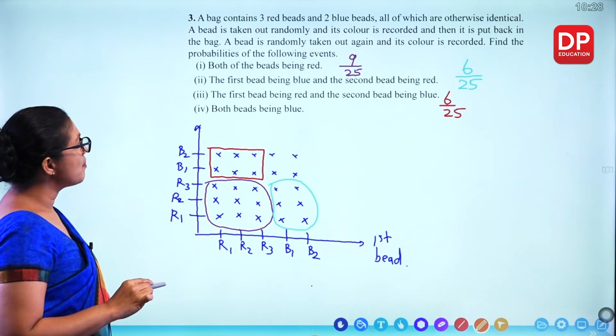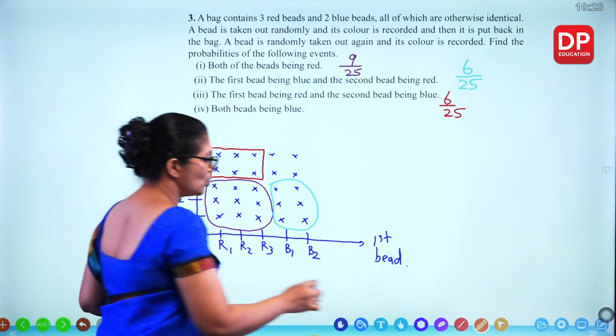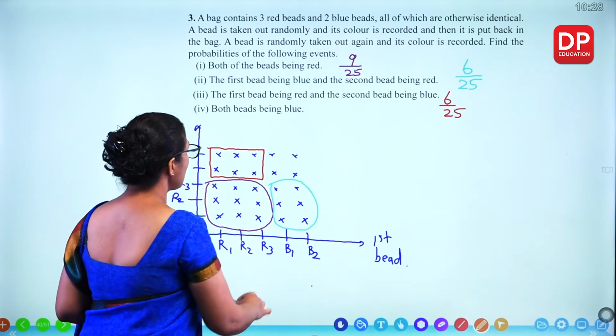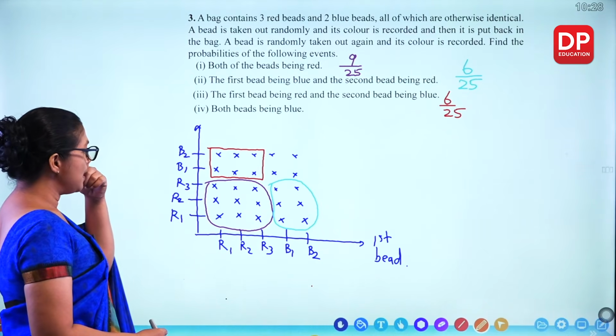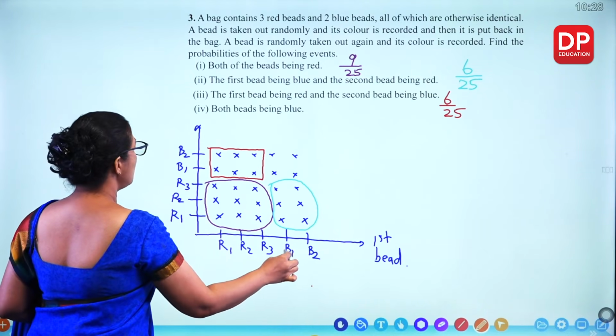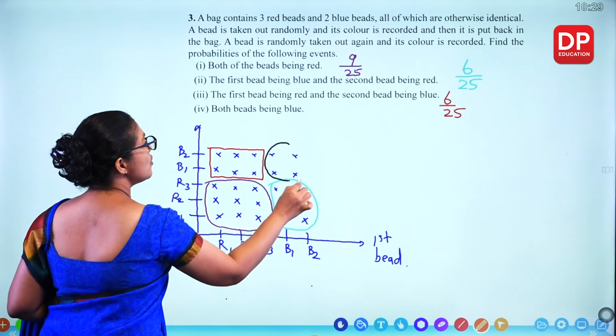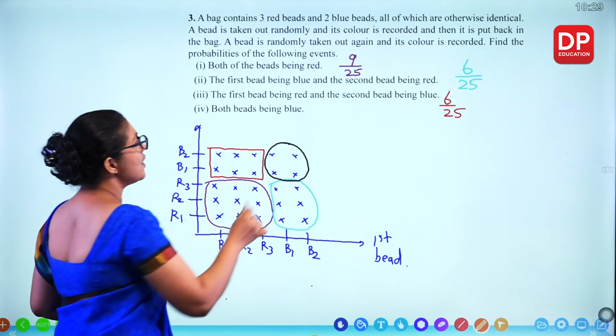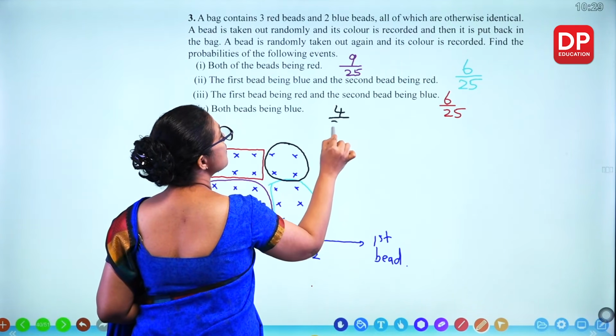Then the last part, both beads being blue. I'll take black. Both beads being blue means this blue with this blue, you get 4 possibilities. 4 over 25.